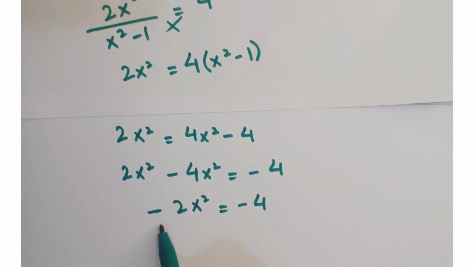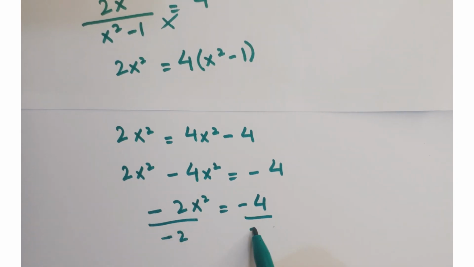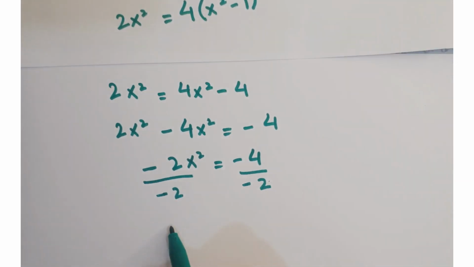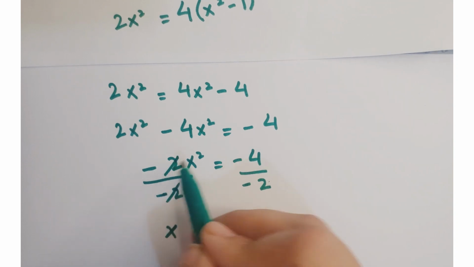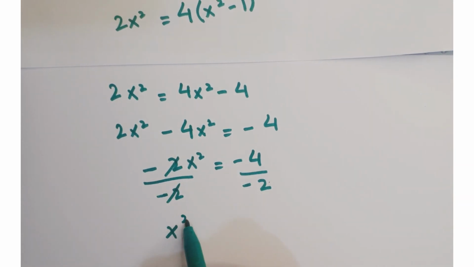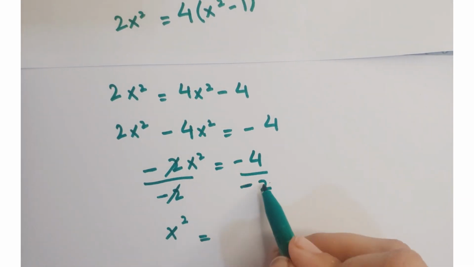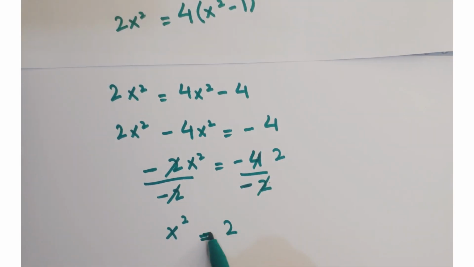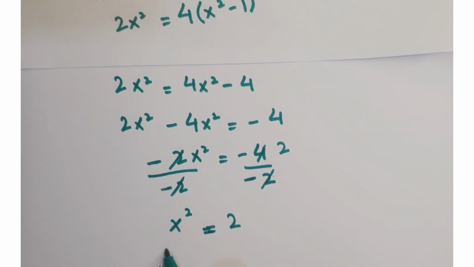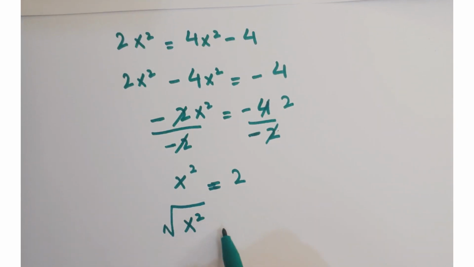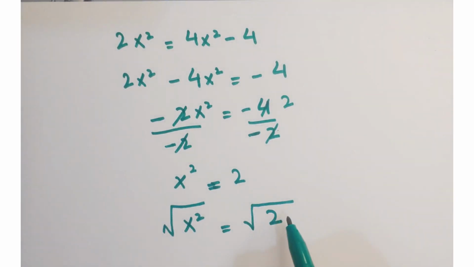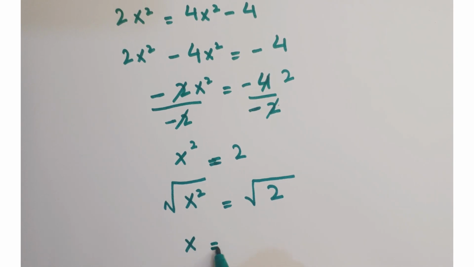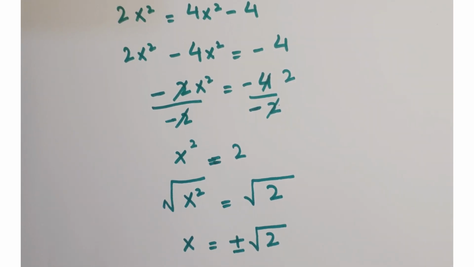Now dividing by -2 on both sides, minus minus makes plus, and the 2 and 2 cancel. So you get x² = 2. Now in order to find the value of x, just take the square root on both sides. So you get x = ±√2. So these are the two solutions for x.